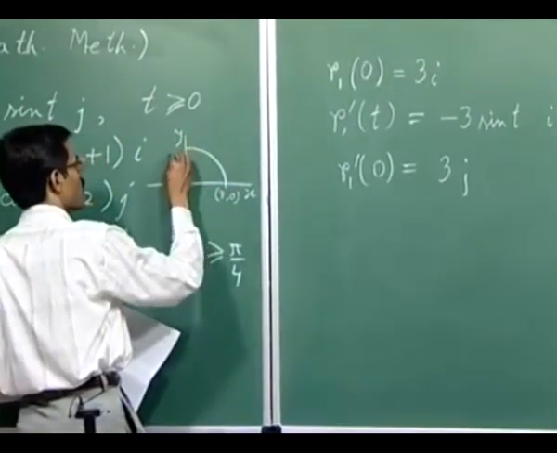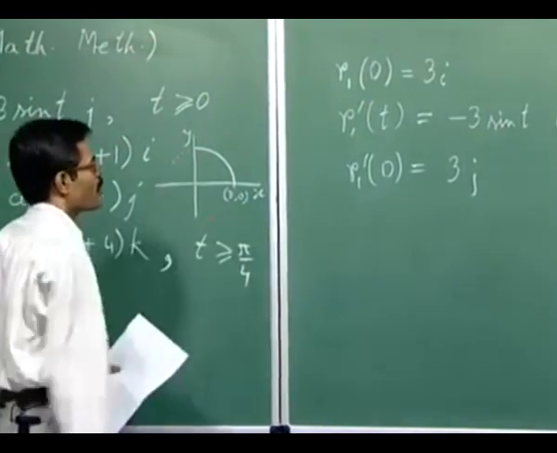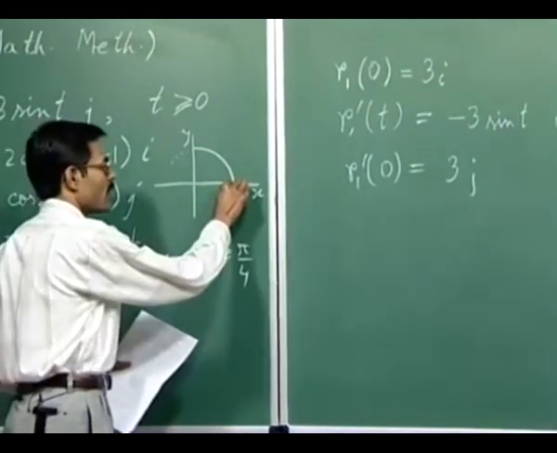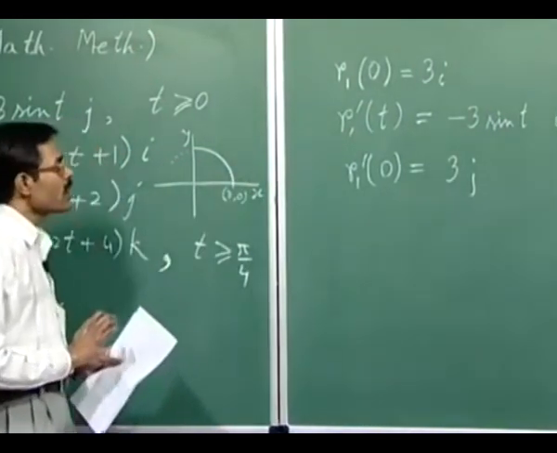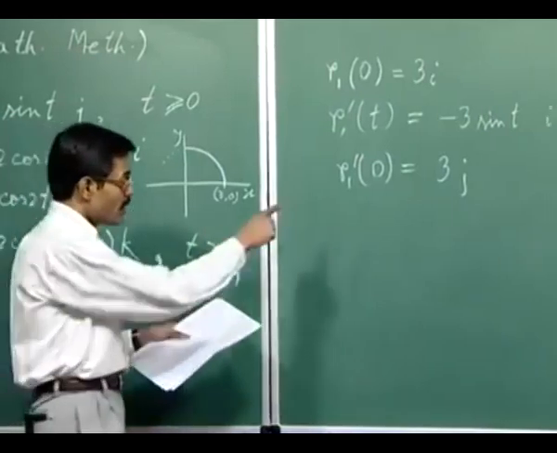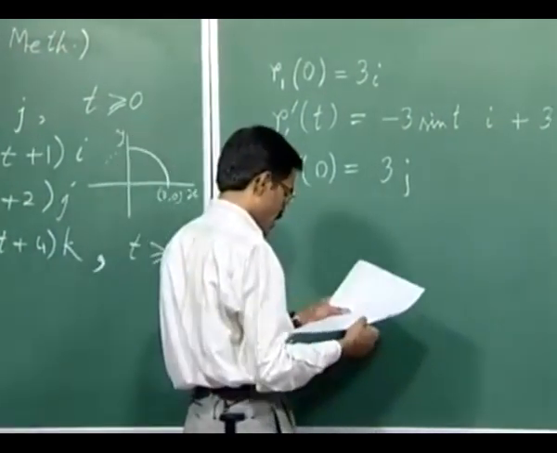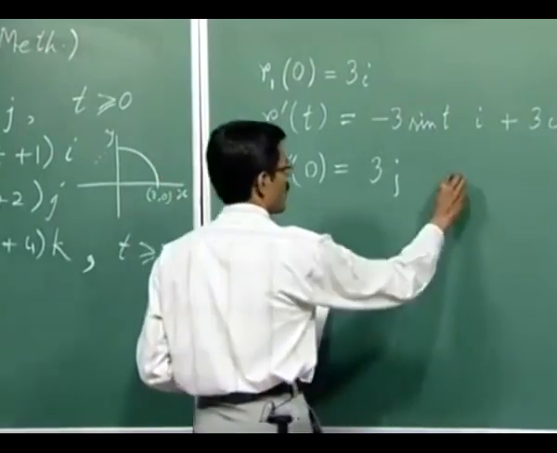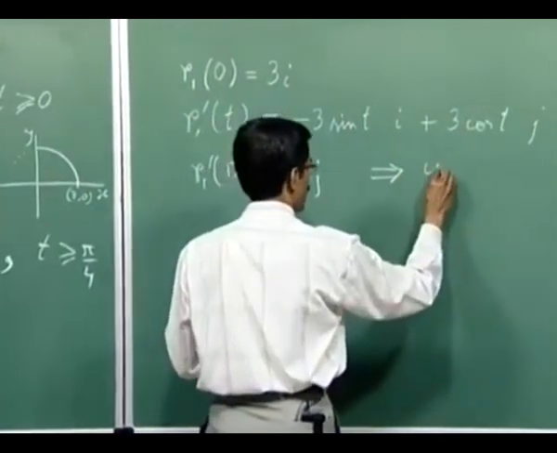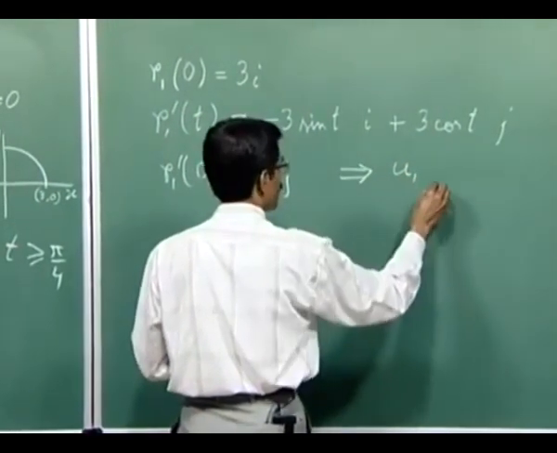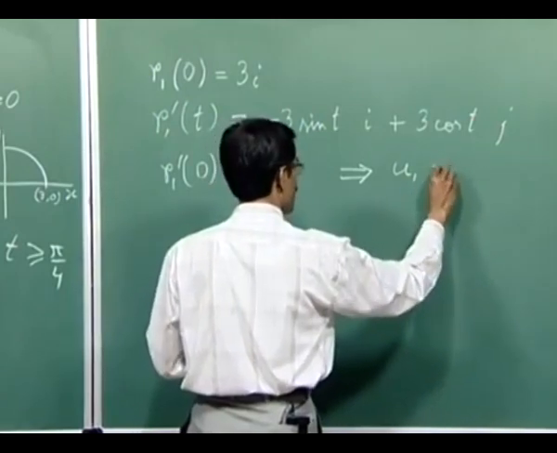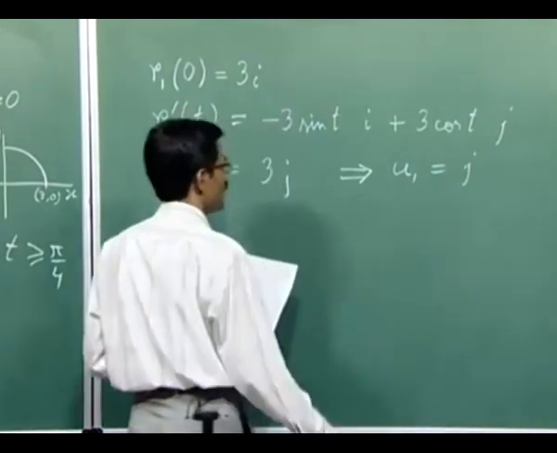So this is the way the circle proceeds. So this is the point of our interest right now. Now if this is the tangent vector, then what is the unit tangent? So unit tangent at the starting point for the first curve is j, right, at the starting point.